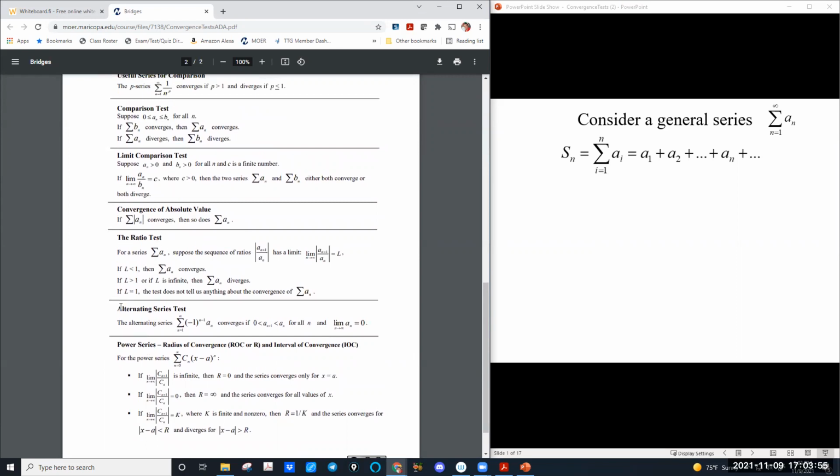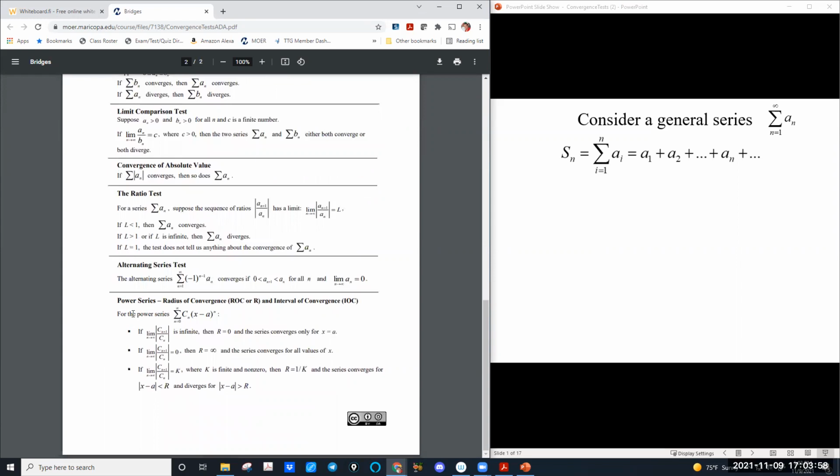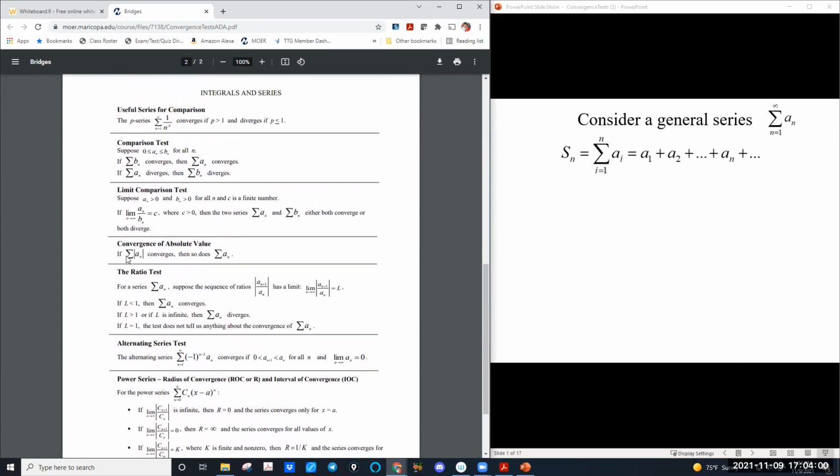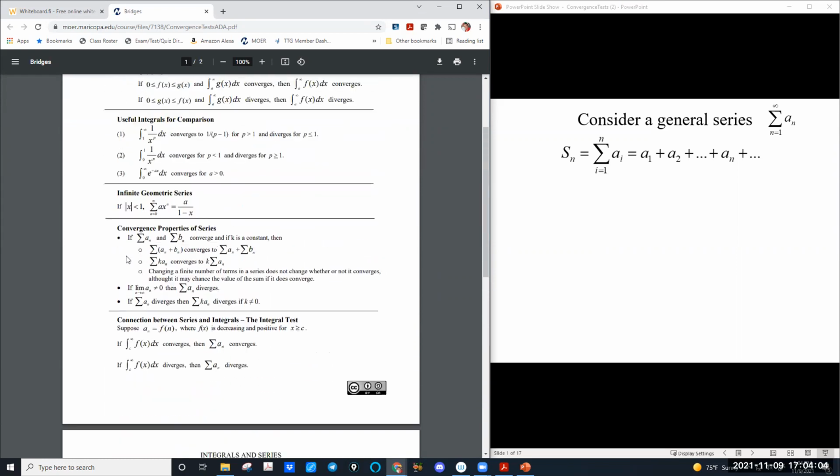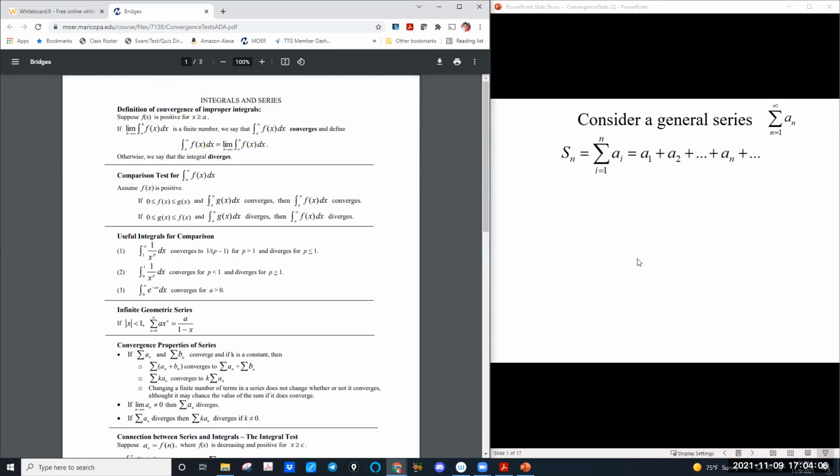For instance, the stuff with power series, we won't see until next week. But we'll talk about all of these tests today. Every time we do on the slides, I'll come over here and show you where they are on the sheet. Use this sheet as you work on homework. You will have this exact sheet available to you for the final exam. So by all means, practice with this sheet.